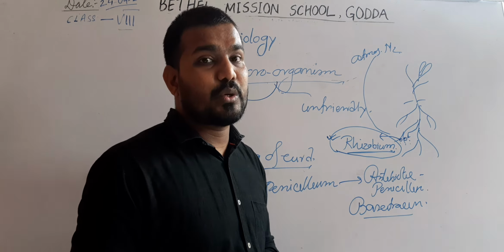The next one, Diplococcus pneumoniae, can cause pneumonia. Mycobacterium tuberculosis can cause tuberculosis. Salmonella typhi can cause typhoid. Next, E. coli and Salmonella together can cause food poisoning.